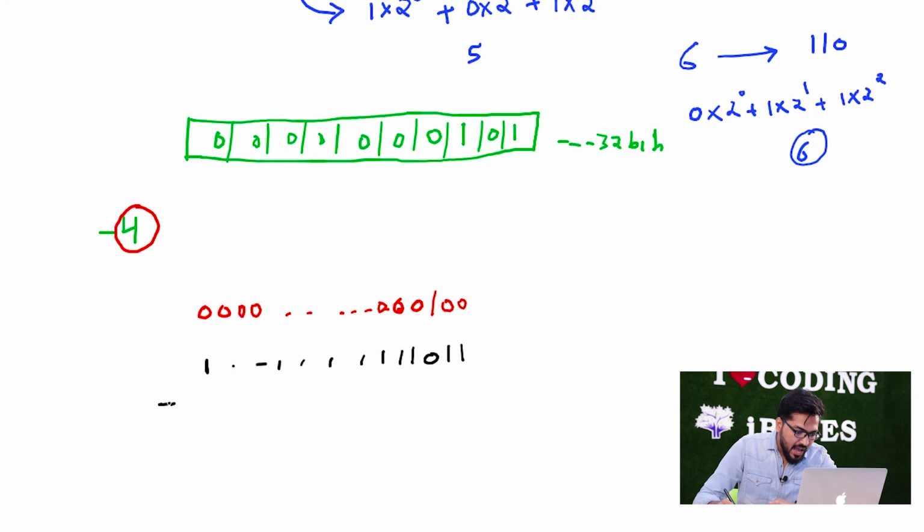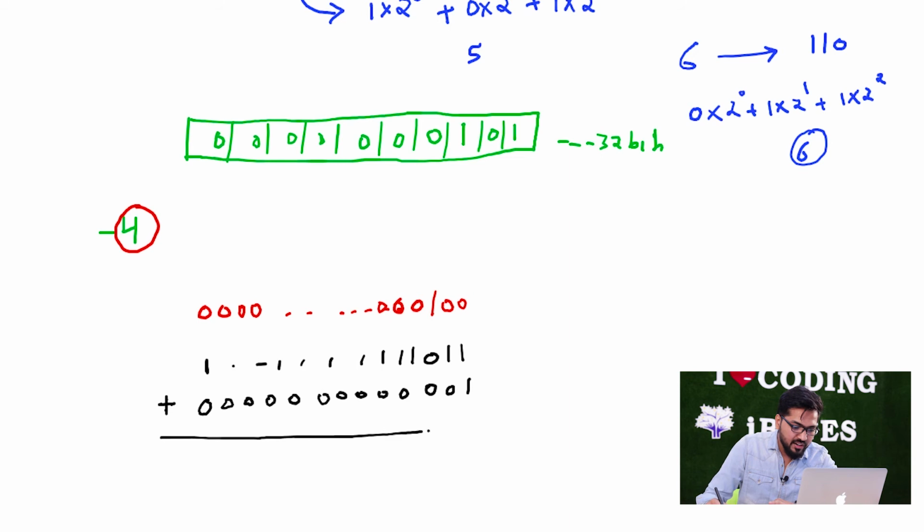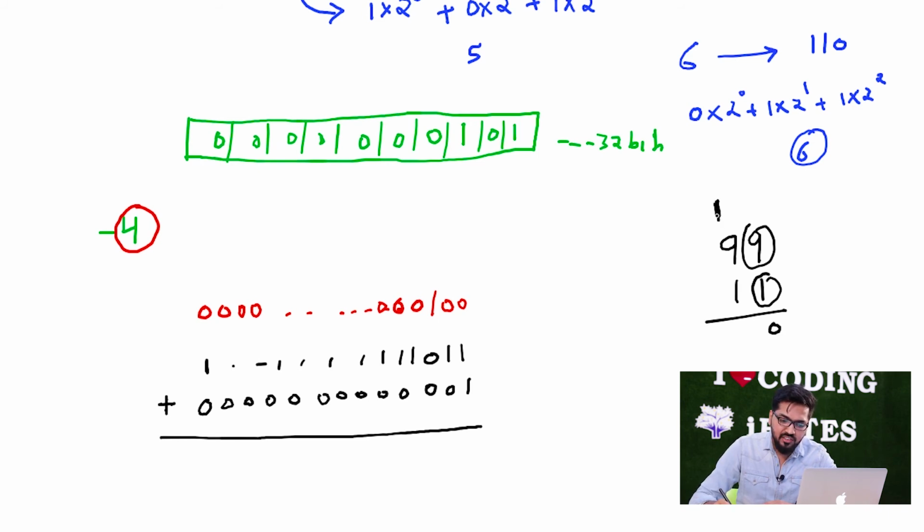Then you have to add 1 to that number. How to add it? As we know, if we are adding, let's say, 99 plus 11, what do we do? 9 plus 1 gives me 10, so I put 0 over here and carry 1 forward.